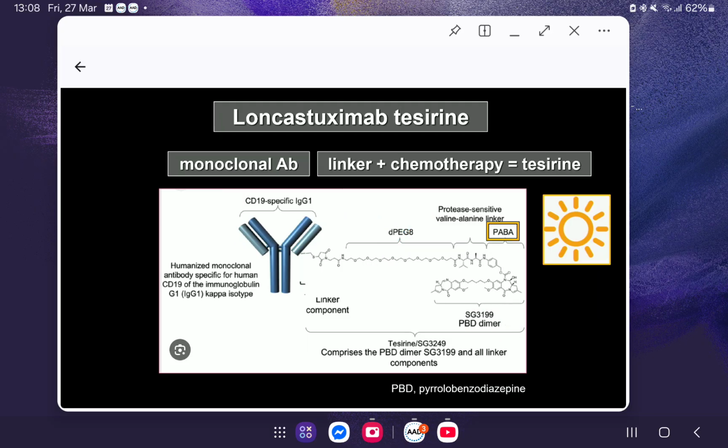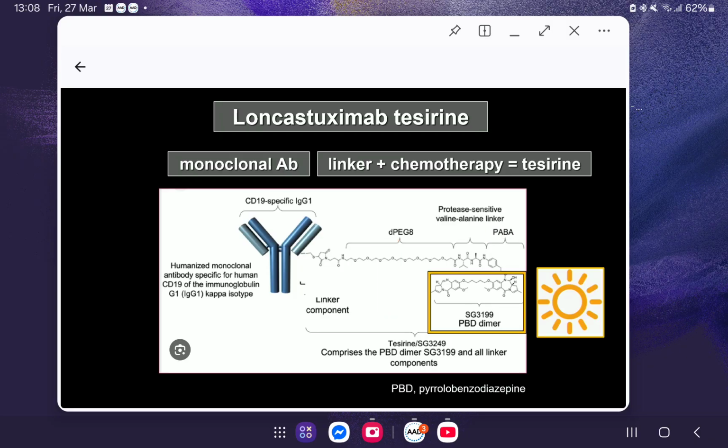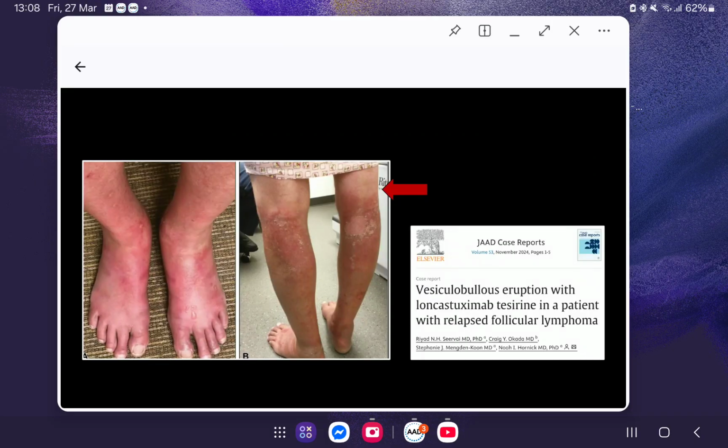Now, I thought I was clever in trying to figure out the photosensitivity, and I thought, oh, there's PABA. Well, wrong again. So what it really is, is that dimer. And if you look at it, it has a lot of ring structure, so it makes sense that it does interact with the UVA light.